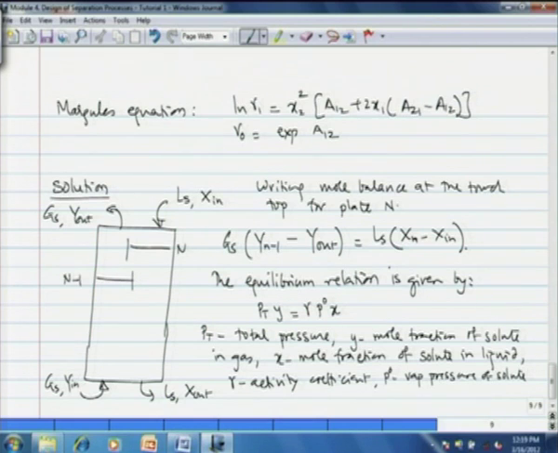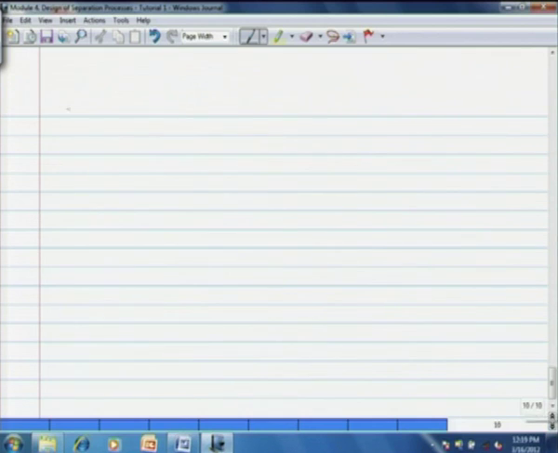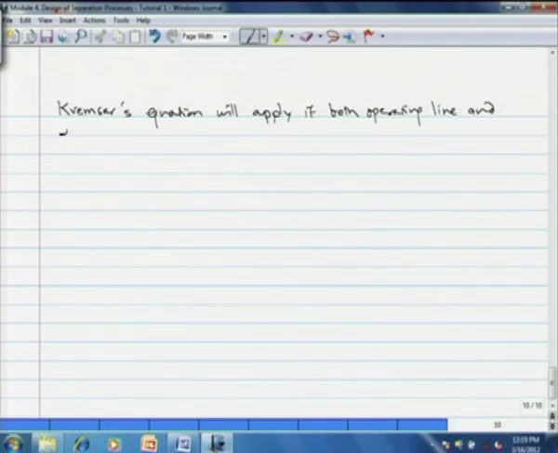Okay. Now, Kremser's equation will apply if both the operating line and the equilibrium line, or equilibrium curve I would say, are straight. We rearrange the equilibrium relation as y is equal to gamma P naught by Pt into x, and this particular quantity, gamma P naught by Pt, is denoted by the letter m. So, y is equal to m x is our equilibrium relation.